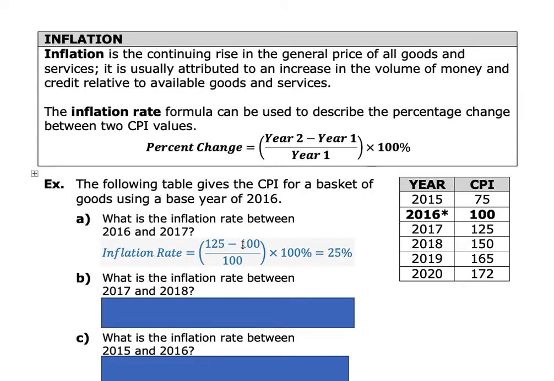So that's the change in CPI value divided by the original value. And we're multiplying it by 100% to get a 25% increase between these 2 years. Now pay attention, this is a 25% increase between these 2 years, but now we're going to compare what is the inflation rate between 2017 and 2018.